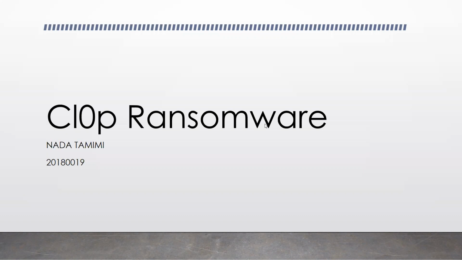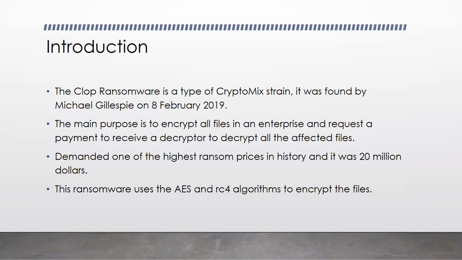Today I'm going to talk about cl0p ransomware. The cl0p ransomware is a type of a CryptoMix chain. It was found by Michael Gillespie on the 8th of February 2019. The main purpose is to encrypt all files in an enterprise and request a payment to receive a decryptor to decrypt all the affected files. It demanded one of the highest ransom prices in history, and it was $20 million.